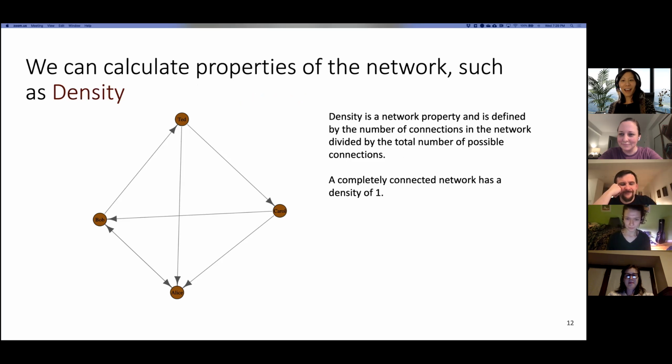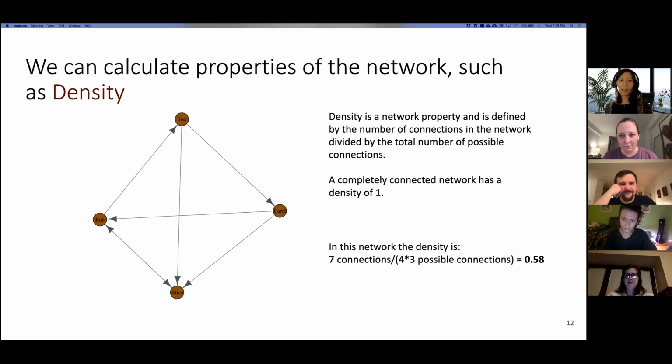Yeah. So we looked very briefly at the individual, and then we looked at the dyad, which is a subgroup. And then at the network level, a very common metric to think about is the density. The density is a network property defined by the number of connections in the network, divided by the total number of possible connections. If this network was completely connected, it would have a density of 1. This network is actually pretty closely connected. It has 7 out of a possible 12. A lot of this is just because it's a really small network of 4 people.